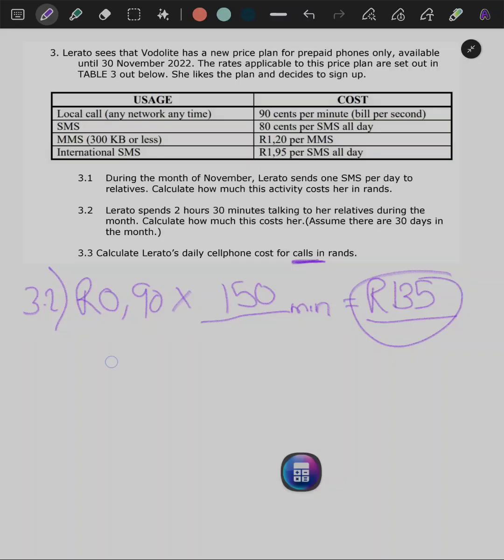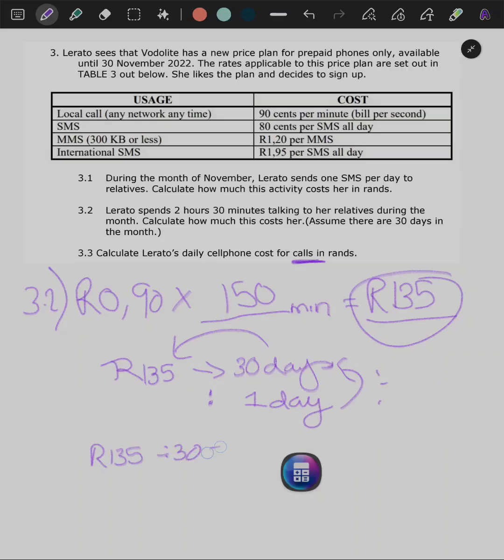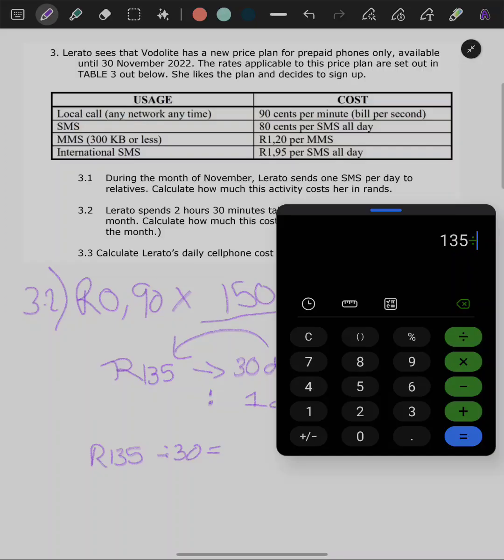So you could do this a few ways. Some people will already be able to see we need to divide. If you can't, you can also think about the fact we know it's 135 rand for 30 days. I want to know for 1 day. You can do this as a ratio as well, technically a rate, but it's a ratio. So I can go 1 divided by 30 times 135. Or you could just go 135 divided by 30, if you could already see to do that. And that will give us 4.50 per day.